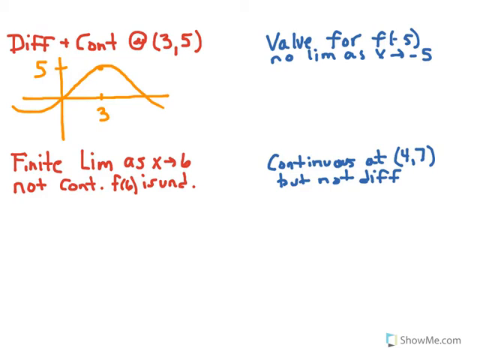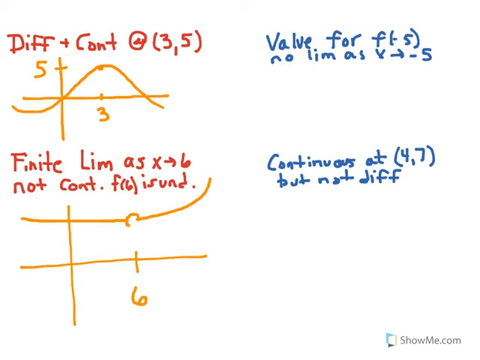This one says it has a finite limit as x approaches 6, but it is not continuous because f of 6 is undefined. It means at 6 it has a finite limit, so the limit from the left has to equal the limit from the right. But when they get there, there's no value. That graph will suffice for that one. It has to be heading to the same point because it says it has a limit.